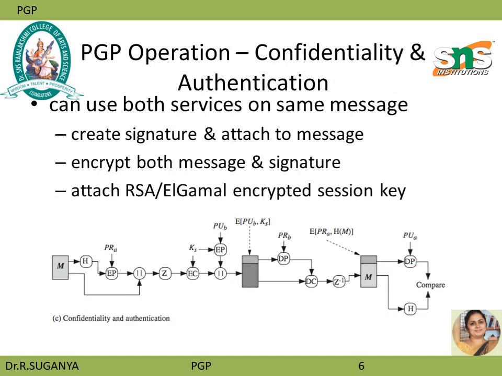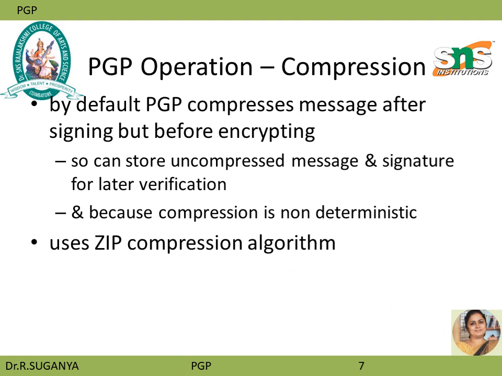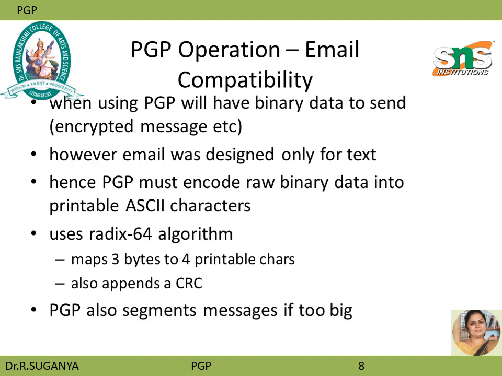Now confidentiality as well as authentication operation of PGP, which can use both services on the same message. It creates a signature and attaches it to the message, then encrypts both the message and the signature. It attaches the RSA-encrypted session key. So next is compression. By default, PGP compresses the message after signing but before encrypting. So it can store the uncompressed message and signature for later verification, because compression is non-deterministic. It uses the zip compression algorithm.